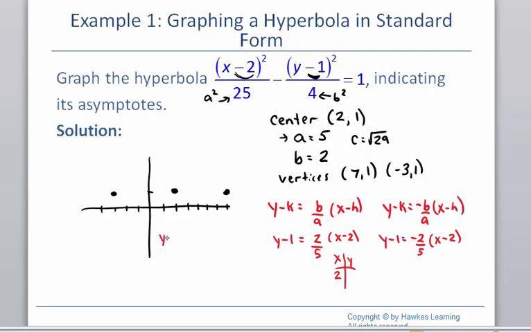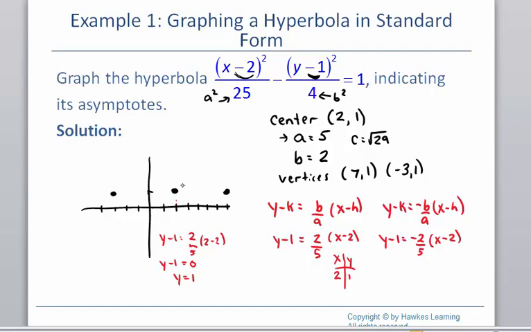So I'm going to have y minus 1 is equal to 2/5 times 2 minus 2. When this 2 minus 2 becomes 0 and I multiply it by 2/5, that entire side is going to zero out. So I have y minus 1 is equal to 0, or y is equal to 1. That gives me one point that I can plot for my asymptote, and that point is actually going to be my center point right here.